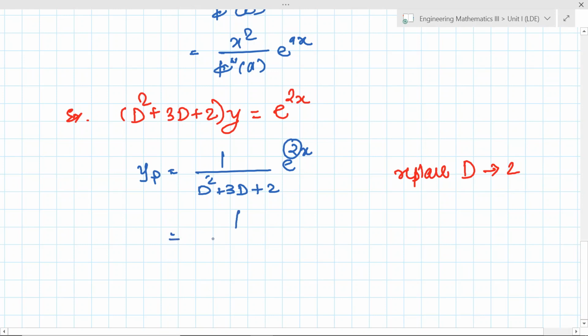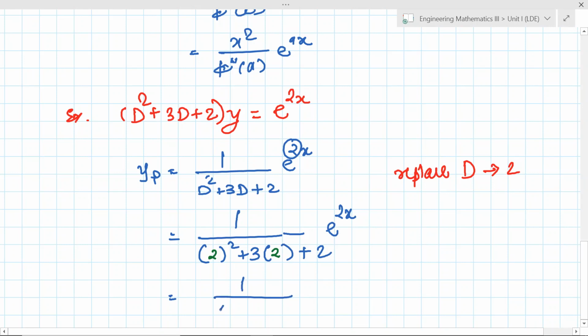So this is 1 upon D square, D means 2, I'm replacing this by 2, bracket square, plus 3 into, what is D? D is 2, plus 2, into e raised to 2x. I have replaced D by 2. Now check the denominator: 1 upon 2 square is 4, 3 into 2 is 6, plus 2, into e raised to 2x.